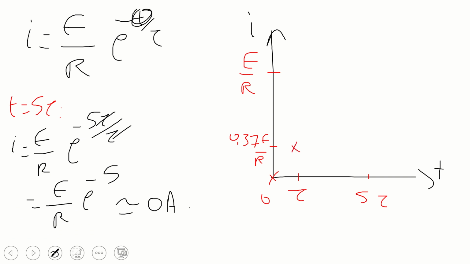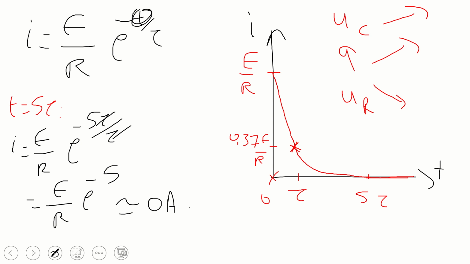So now we draw the variation of I as a function of time. So it is decreasing exponentially over time. During charge, UC is increasing exponentially, and Q is increasing exponentially as they are proportional. UR is decreasing exponentially, and as UR and I are proportional, UR, the image of I, is also decreasing exponentially.